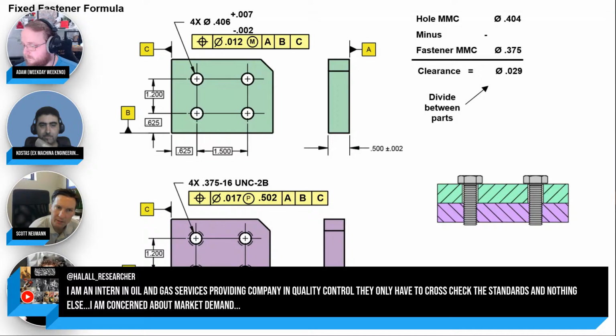Maybe I'm not quite understanding the question. Yeah. And so, I'm thinking what they're saying is, if you have an intern working at a company and their primary responsibility is cross-checking the standards and pretty much nothing else, is there a lot of market demand for something like that?